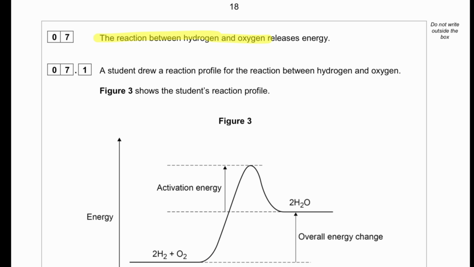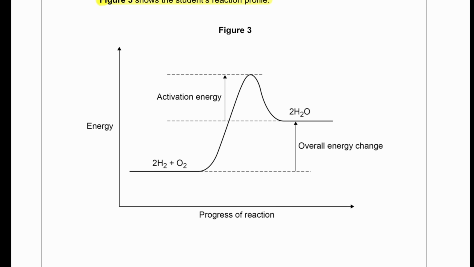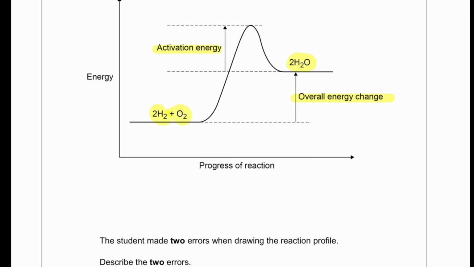The reaction between hydrogen and oxygen releases energy. A student drew a reaction profile for the reaction between hydrogen and oxygen. Figure 3 shows the student's reaction profile. We can see hydrogen reacting with oxygen and producing water. Overall energy change is endothermic. Activation energy is shown here.